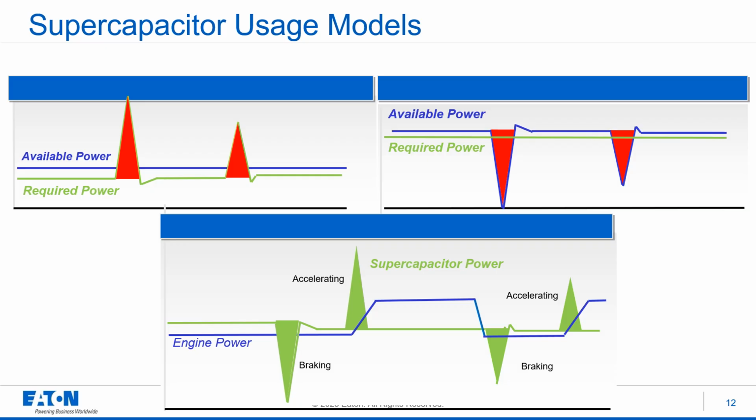The second use model is for backup power. When the main power is lost or partially drops, the supercaps can fill in that short-term power loss. These can be full UPSs, as discussed on the previous slide, or embedded backup power into an existing device.